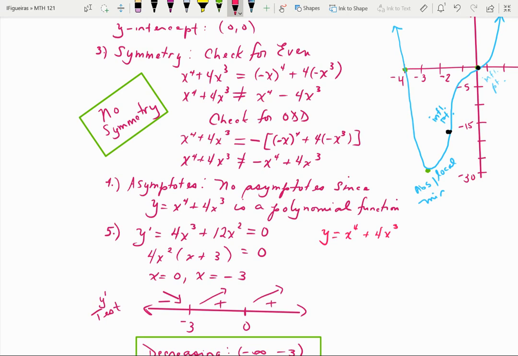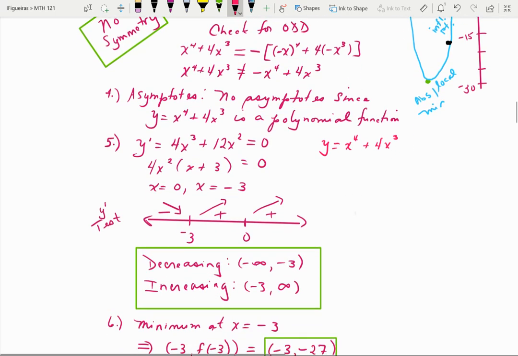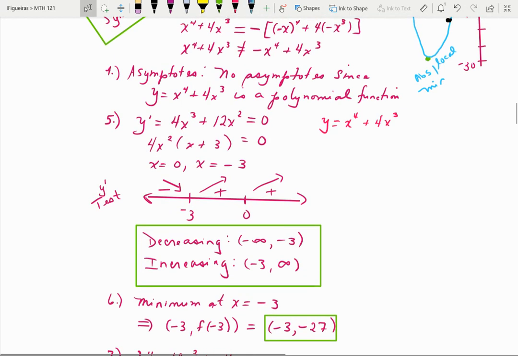These are your critical points, -3 and 0. So now we have to check it, do our first derivative test. Pick something less than -3, plug it into your first derivative. The easiest place to determine sign is here where they're factored. Remember, we don't really care what the answer is. We just want to know what the sign is.